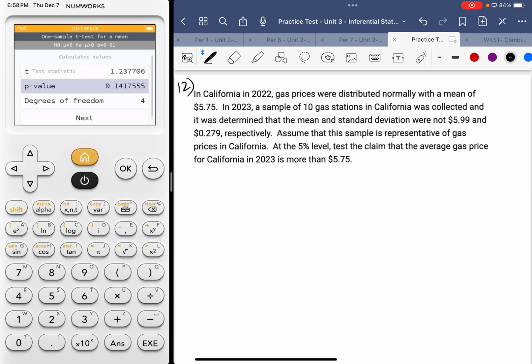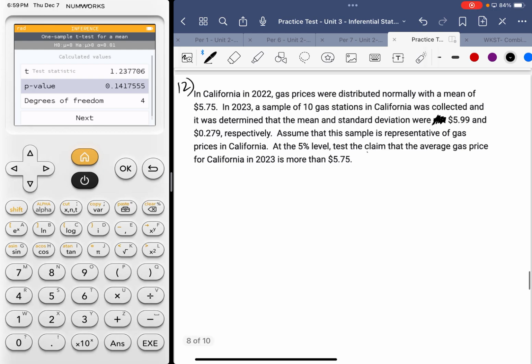So anyway, in 2023, a sample of 10 gas stations in California was collected, and it was determined the mean and standard deviation, I don't know. Sometimes I make inexplicable typos. There's no need for that word not to be there. 5.99 and 0.279, respectively. Assume that this sample is representative of gas prices in California at the 5% level. Test the claim that the average price for California in 2023 is more than $5.75.